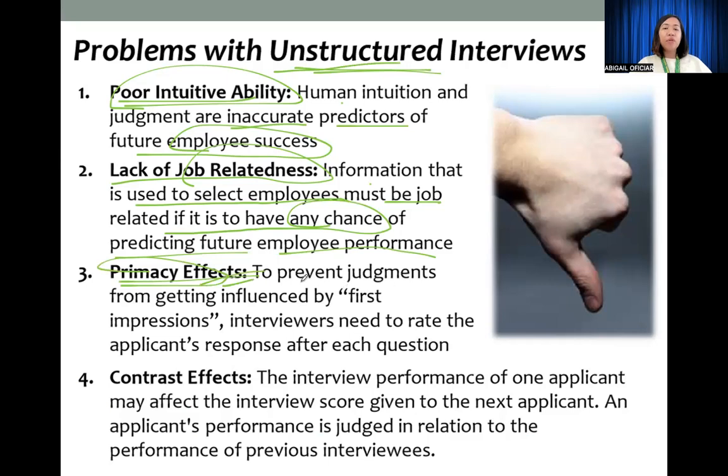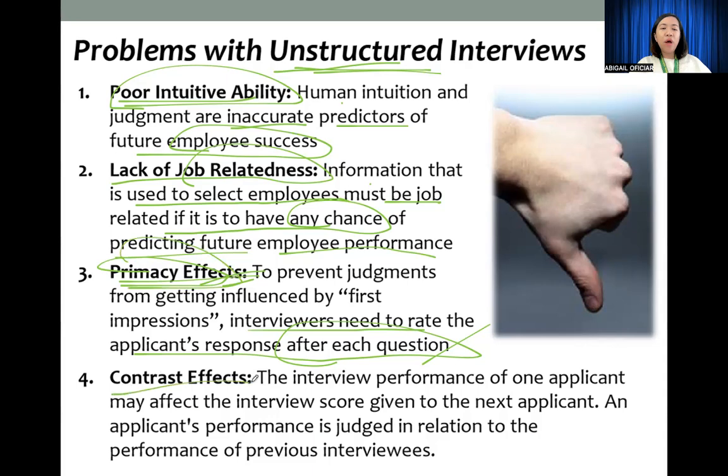Okay? So to prevent judgment from getting influenced by first impression, interviewers need to rate the applicant's responses after each question. Okay, so para maiwasan daw yung primacy effect, every after question, nire-rate na natin yung applicant. Hindi yung aantayin mo pa silang matapos saka ka magre-rate. Kunyari 10 questions yung itatanong mo, after ng 10 questions, doon mo pa lang siya i-rate. Do not do that because that is prone to primacy effect.